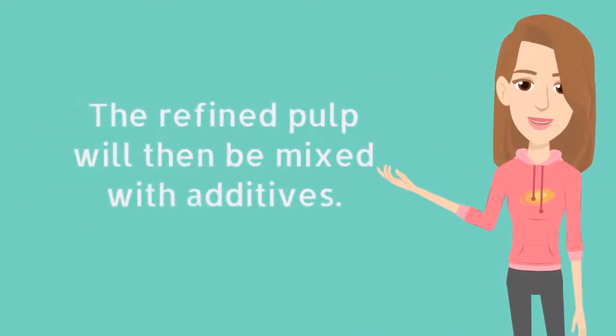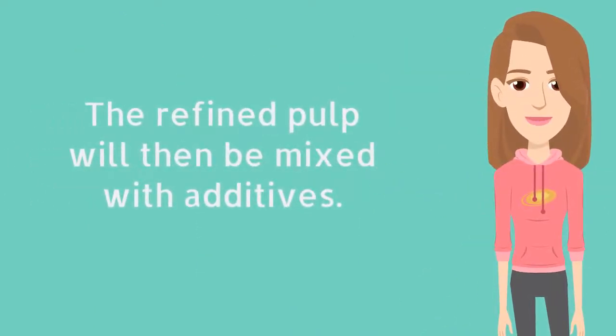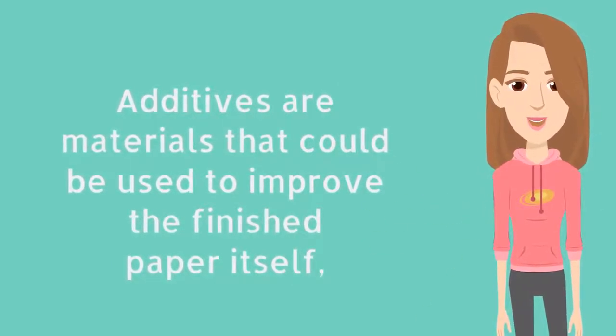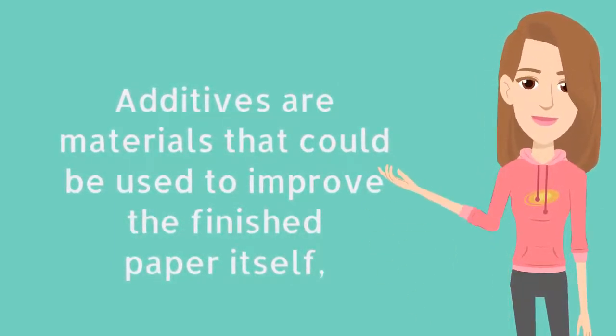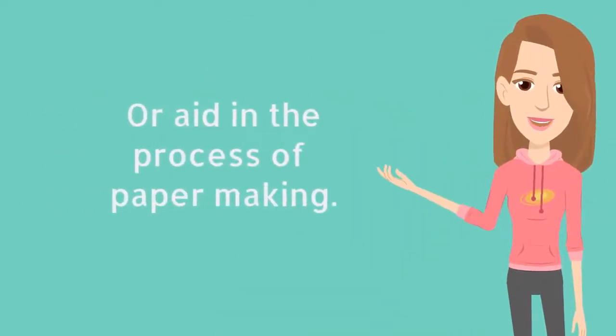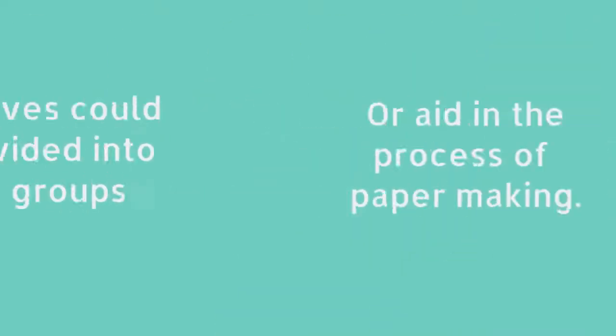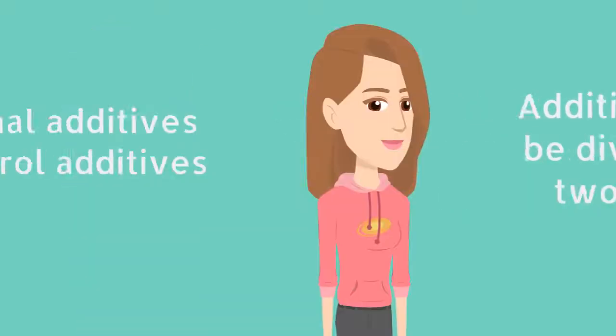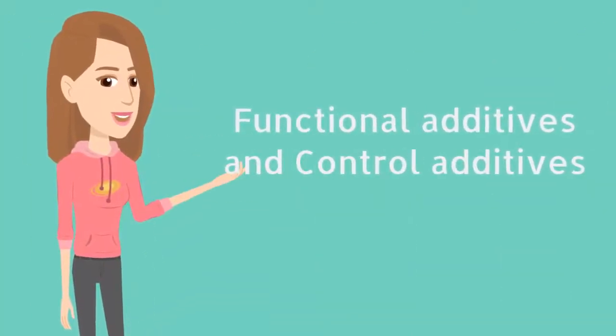The refined pulp will then be mixed with additives. Additives are materials that could be used to improve the finished paper itself, or aid in the process of papermaking. Additives could be divided into two groups: functional additive and control additive.